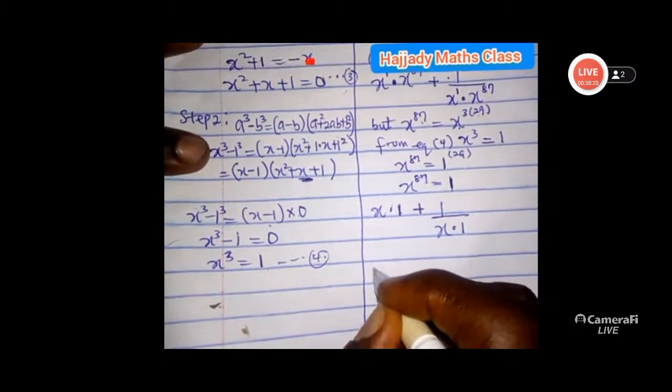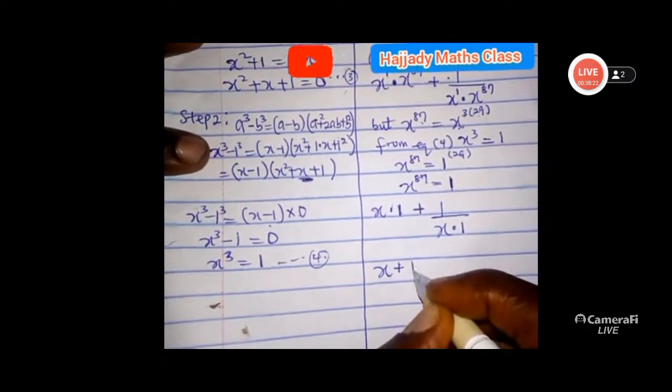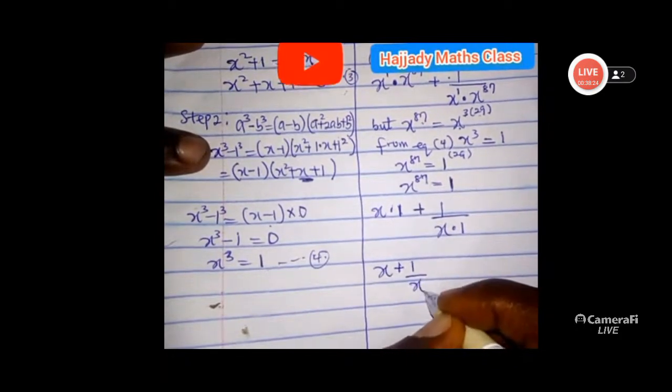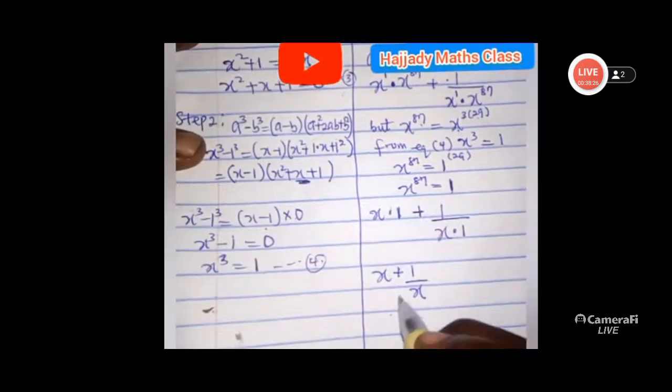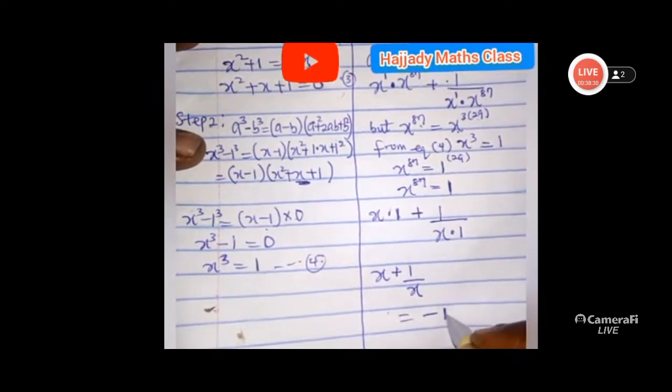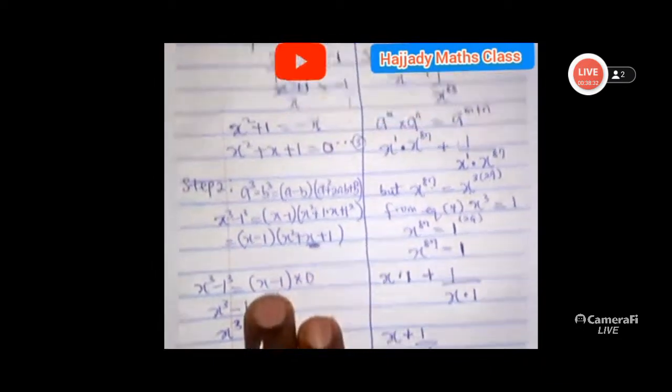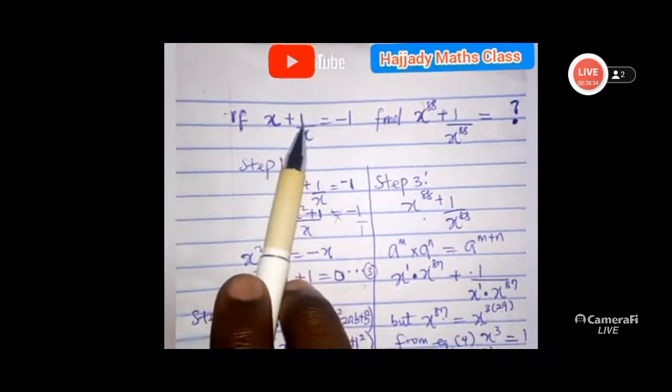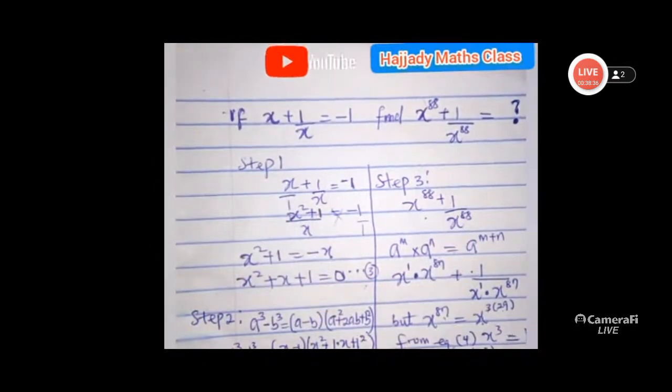So finally, we have this as x plus 1 over x. This shows that this is the same as minus 1. So that shows that the value of this and this are equal.